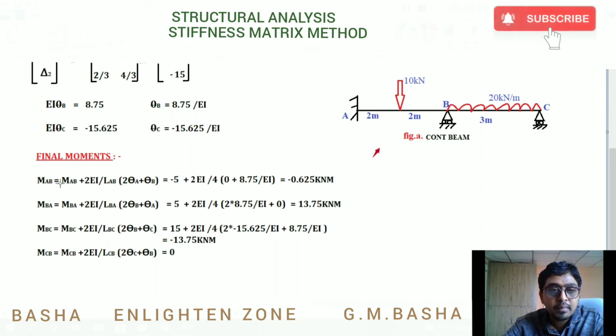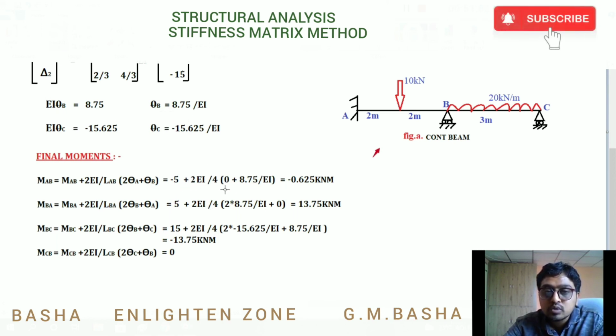So see here, MAB will be equal to M bar AB plus 2EI by LAB into 2 theta A plus theta B. So already you know from the given condition, your fixed moment M bar AB is minus 5, plus 2EI by the length of span AB, which is 4 meters, into 2 theta A. Theta A means at the fixed end the slope is considered as 0, therefore taking 0, plus theta B. Theta B will be equal to, as I already told you, 8.75 by EI. I am substituting here 8.75 by EI.